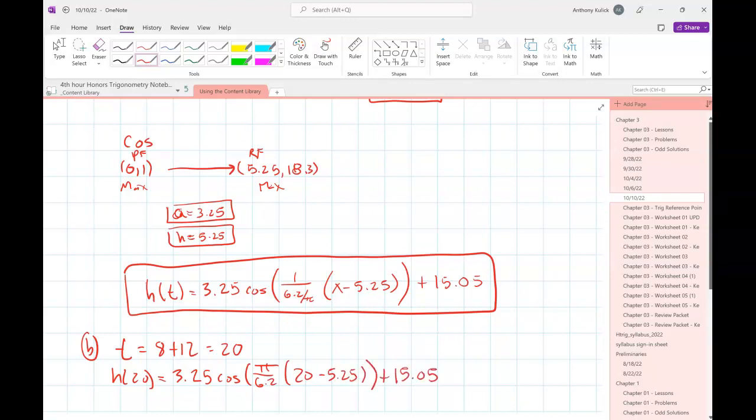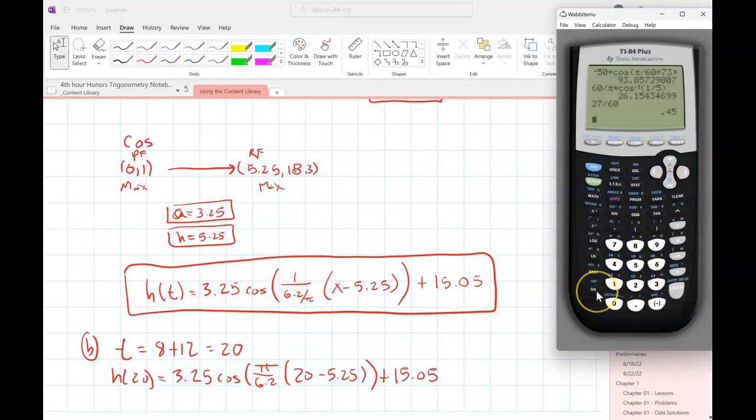So go ahead and do that again. Worth reminding us that we should still be in radian mode, because when we found our period, we used 2 pi when we did that, right? So it should still be a radian problem. Guess I could have done 20 minus 5.25 in my head and saved myself a bunch of buttons, but oh well. So I get about 16.26 feet.